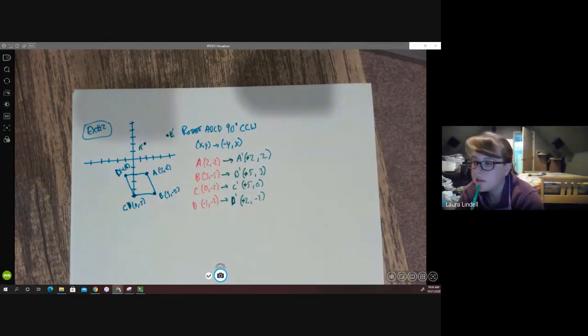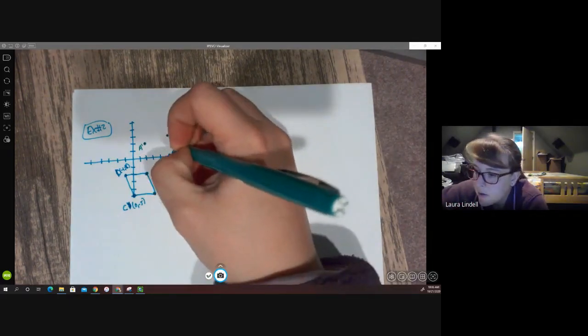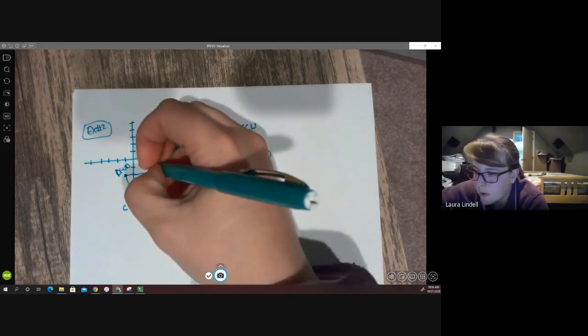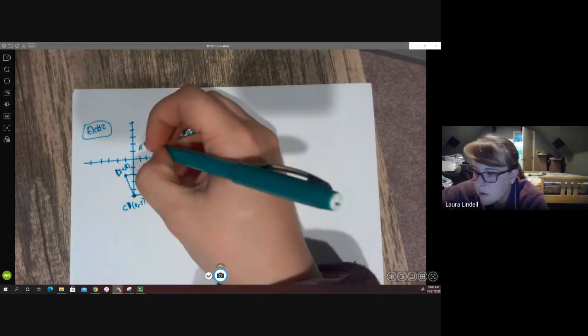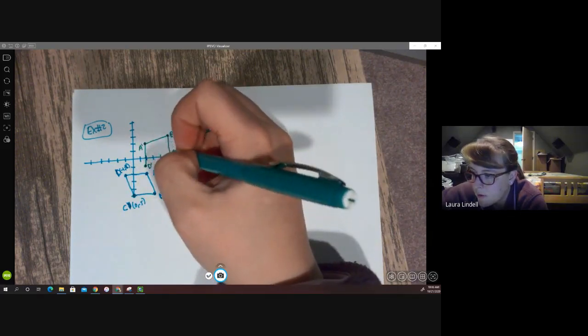And then C will be over 5, up 0. So here is C. And then D is 2, -1. So over 2, down 1. And then we connect the dots.